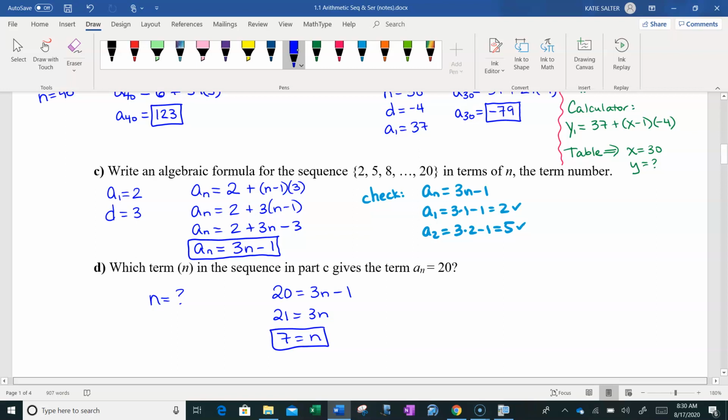Of course, using technology, you could also set it up, like I just said, in your calculator table and see that when you get to x is 7, where x represents n, that it gives us the term 20. Make sure when you're doing this that you understand that n needs to be a positive integer. If you were to work this out and it said n was 6.5, something's wrong, because you can't have a 6.5 term. You either have a first term, second term, third term, so on. So be careful about that.